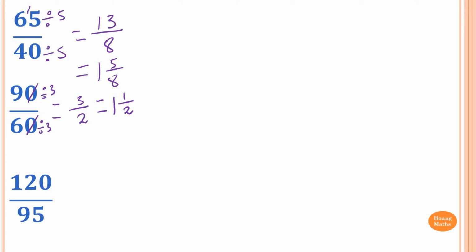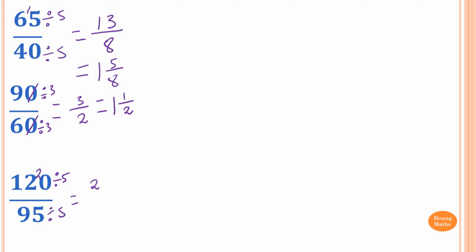120 over 95. So both can divide by 5. So I just divide by 5 here, and I divide by 5 the numerator and the denominator as well. So 120 divided by 5. So 5 go to 12 is 2. 2 times 5 is 10. So this is 12, remainder 2.